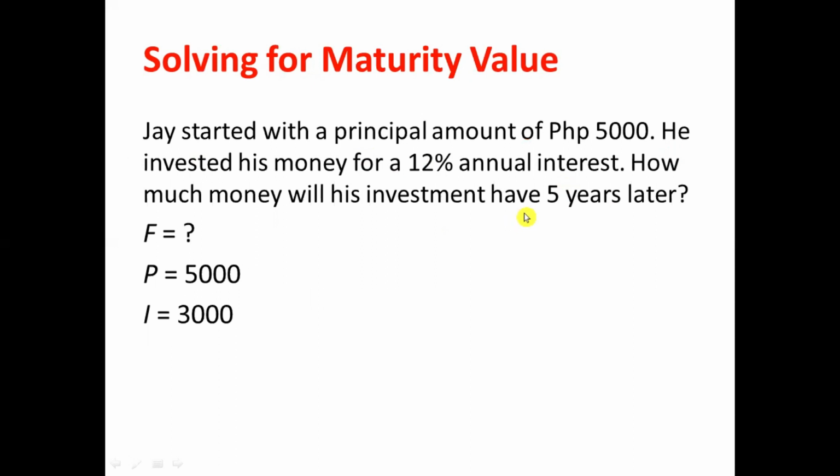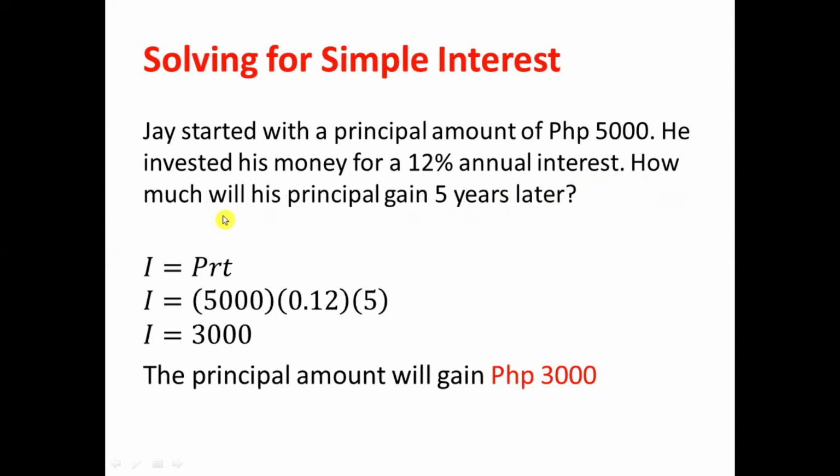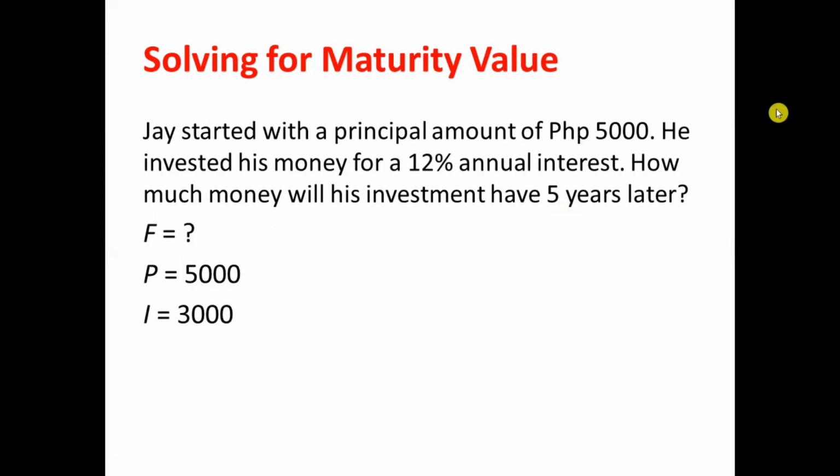Now notice guys, same pa rin yung problem natin, but pinalitan natin yung what is being asked sa word problem. So if kanina, how much will his principal gain 5 years later, this is asking for the interest amount. Now, it's asking for how much money will his investment have 5 years later. Basically, yung total na pera na. It's the principal and the interest amount.